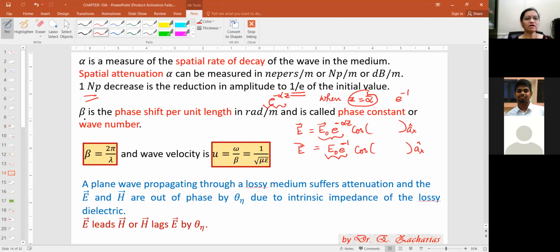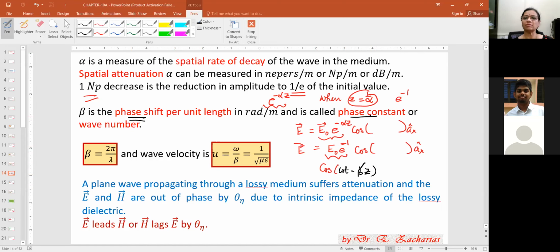Okay, and what is beta? Beta, you had that cos of beta z minus omega t, or was it omega t minus beta z? Yeah, you had cos of omega t minus beta z. So what is this beta? You remember gamma is equal to alpha plus j beta. So what is this beta? Beta is called the phase shift per unit length. It is given in radians per meter that we have seen in the previous chapter also.